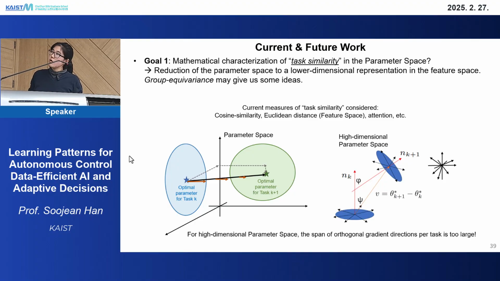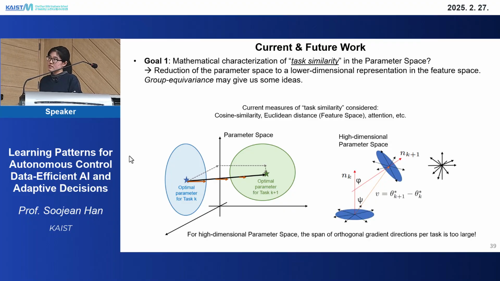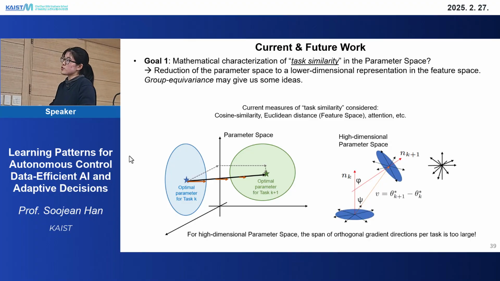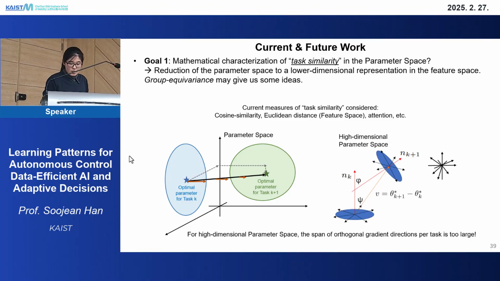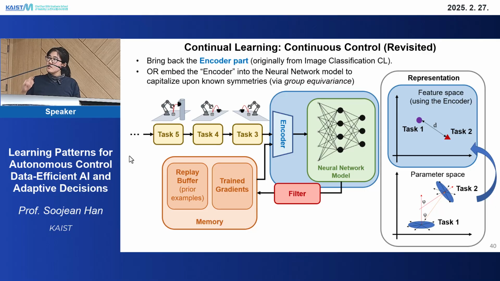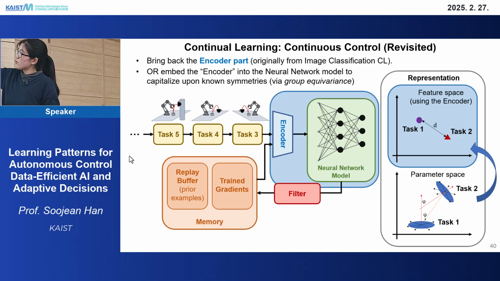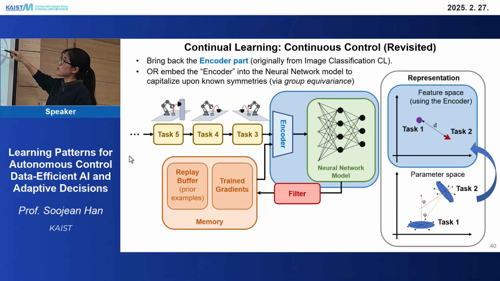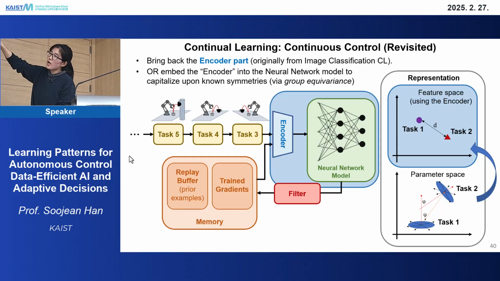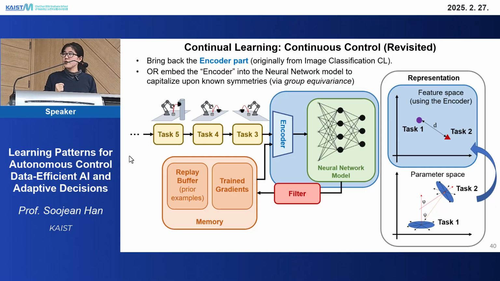But what we're searching for is also a reduction of the parameter space to a lower dimensional representation in the feature space, simply because this representation using all the parameters in the neural network is just way too big. So towards this direction, group equivariance might actually give us some ideas. Just to recap, we might bring back the encoder part. The encoder here is responsible for transforming all of these tasks onto a lower dimensional feature space. This encoder is commonly used for image classification tasks, but not so much robotics tasks. But I'm sure we can bring it over here as well.